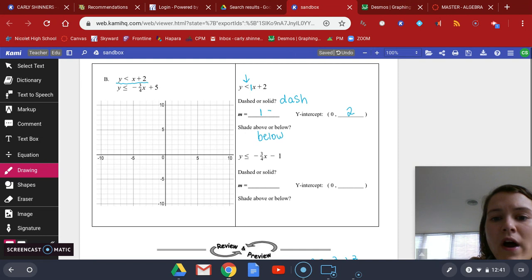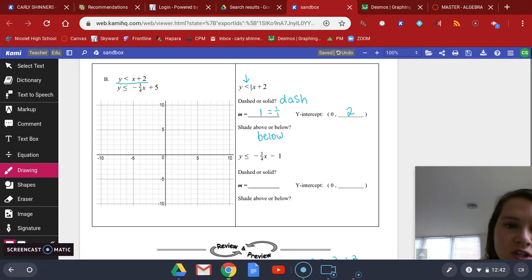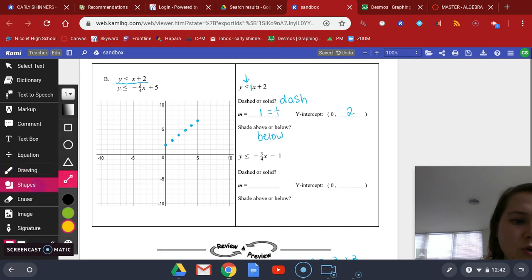If I want to make 1 a fraction, I just divide it by 1. Anything divided by 1 is just itself. So let's go. My y-intercept is 2. My slope is a +1. So I go up 1 over 1, up 1 over 1, up 1 over 1. And I like to do a couple of these, and then I like to get out my line tool.